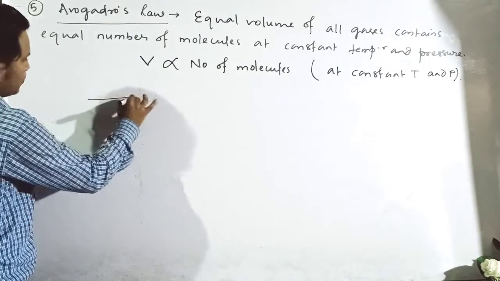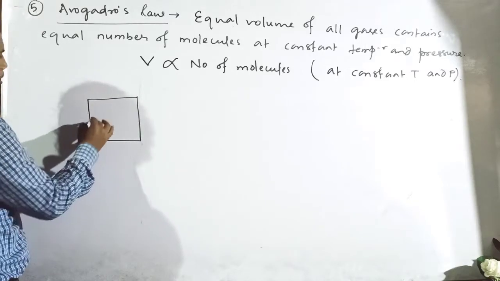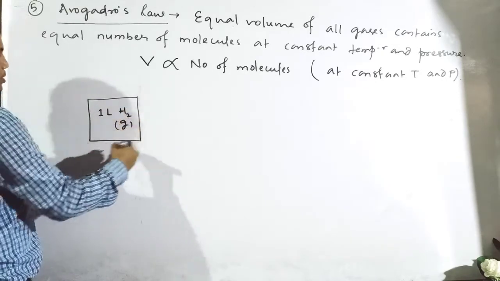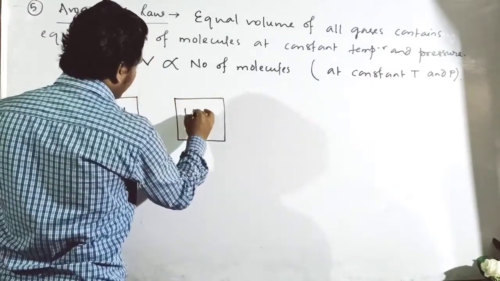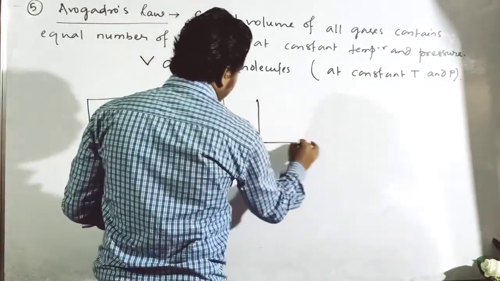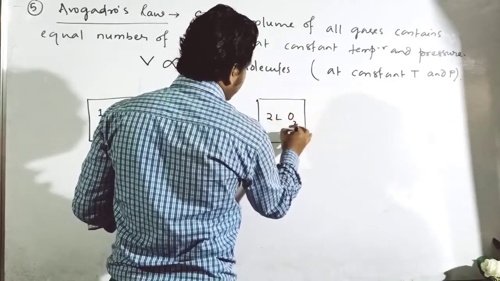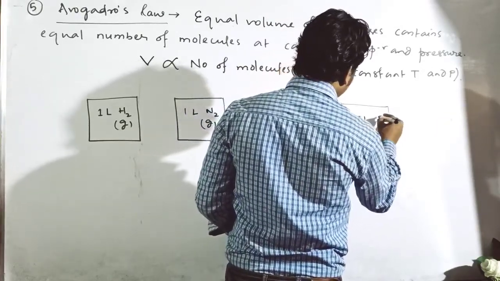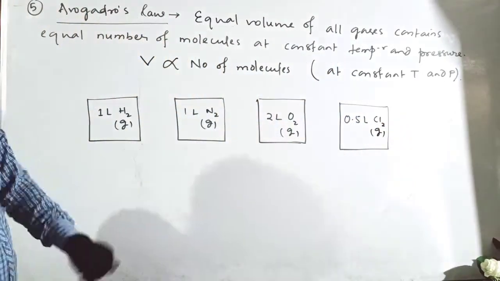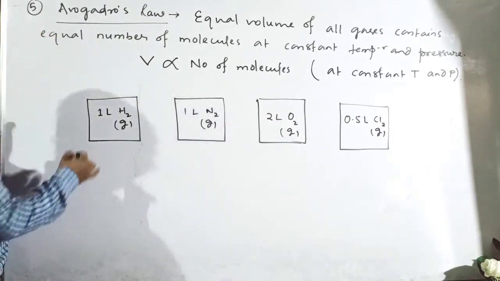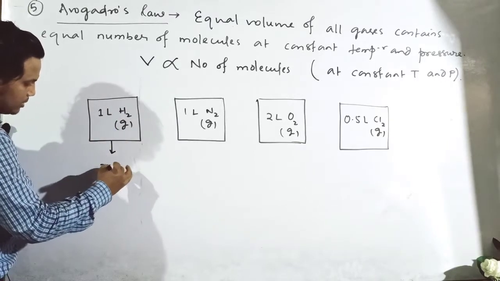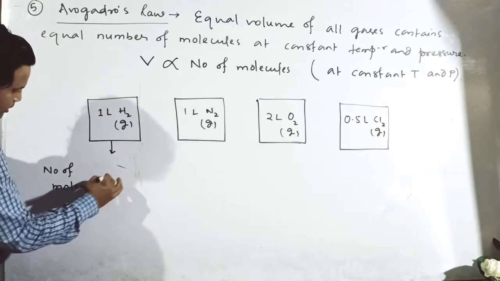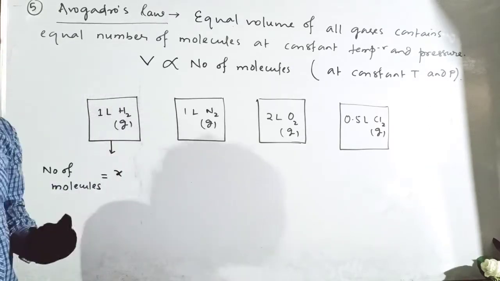Now, suppose one container is there. In this container, we have taken 1 liter hydrogen gas. In another, suppose we have taken 1 liter nitrogen gas. This is the container where we have taken 2 liter oxygen gas, and here we have taken half liter chlorine gas. All our gases, we have taken by volume. Now see, suppose the number of molecules here is X.